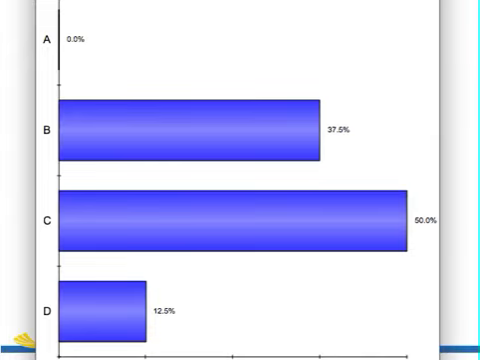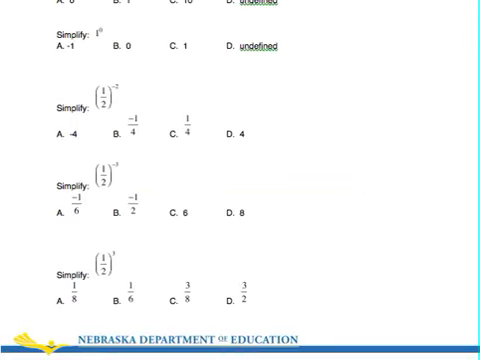Now, let's think about what the negative power does. Remember, that negative power flip-flops it. So if I want to make that negative power positive, I flip this to 2 over 1 squared. Remember, the negative power causes it to flip, so 2 over 1 squared is going to give me the number 4.